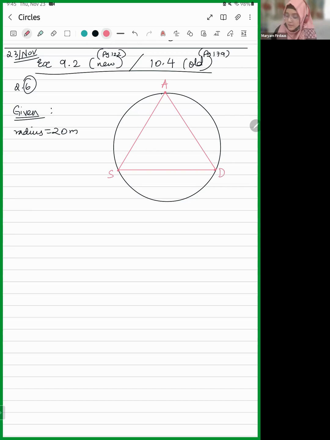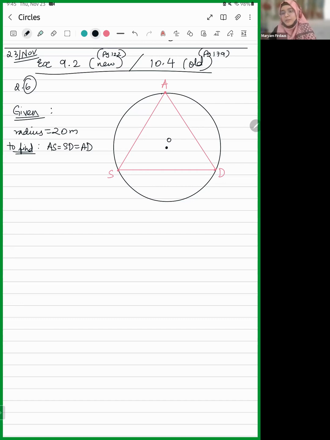So this is Ankur, Syed, and David. Those three boys, we have named them like that, written the points like that. And then this is the center of the circle, let's say O. And that is given, that the radius is 20 meters. We have to find the length of each string, meaning we have to find the distance AS equal to SD equal to AD, because they're all equal. So if we find just one of them, our work will be done.